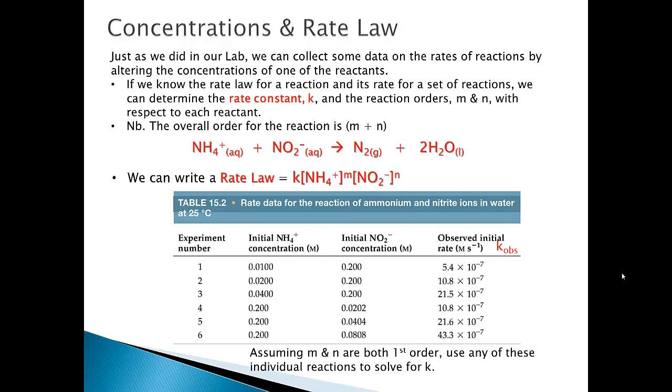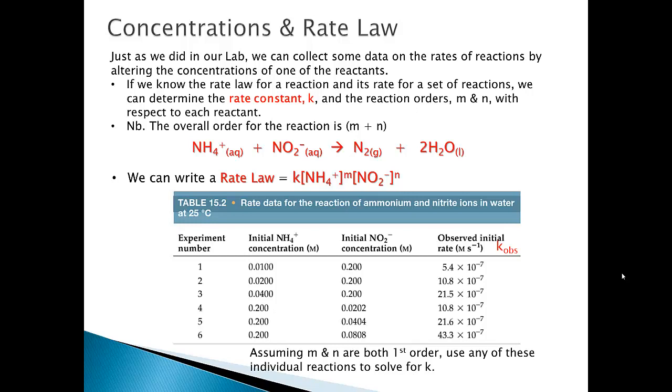Let's have a look at this example. Let's have a look at table 15.2. For this reaction, we're going to do some experiments. Let's hold the concentration of NO2- constant for a start. Let's keep it at 0.2 moles per litre. Let's change the concentration of our ammonium ion. We'll start with 0.01, then change it to 0.02, then change it to 0.04, and we'll have a look at how the rate changes.